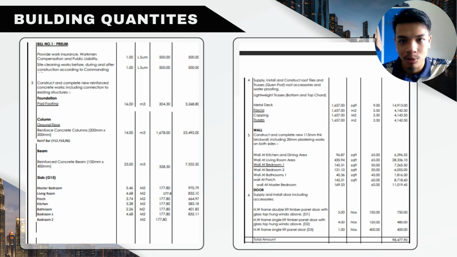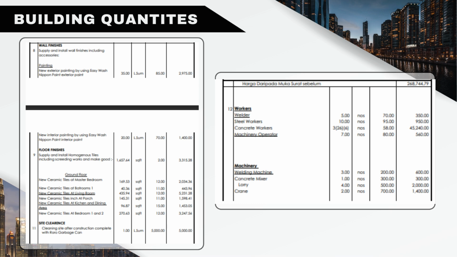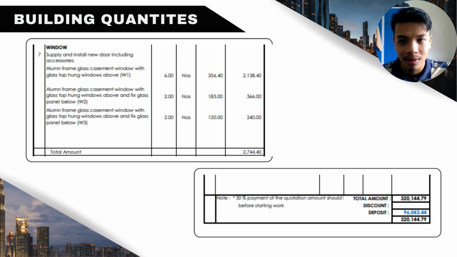This is our building quantities based on cash flow from foundation, column, beam, slab, door, wall, and so on. After we calculate all the building quantities from our cash flow, the final amount we get is on average 320,000 ringgit. That's all for building quantities.